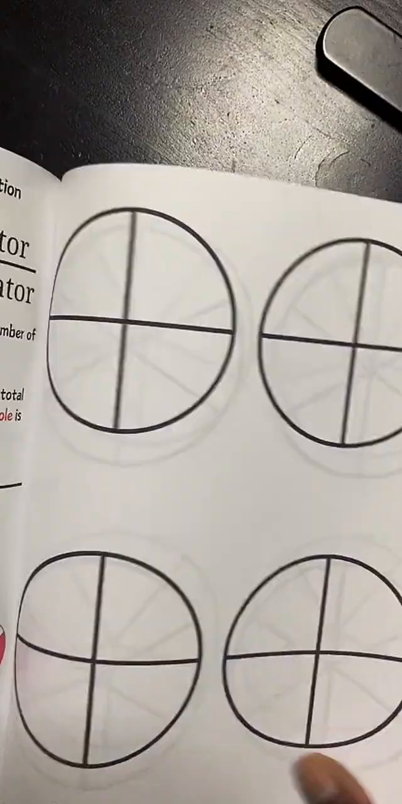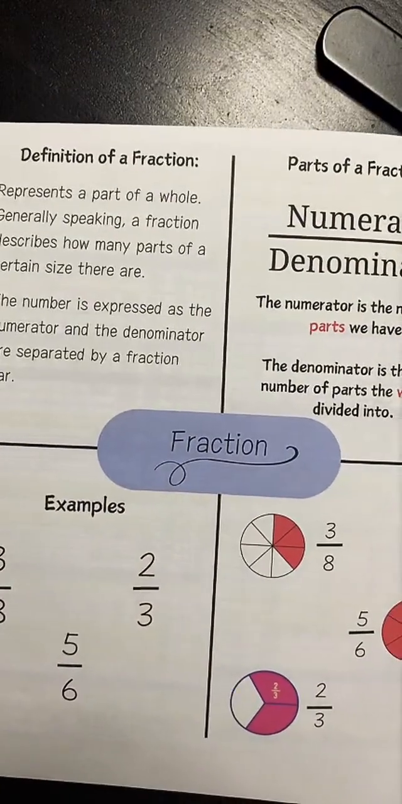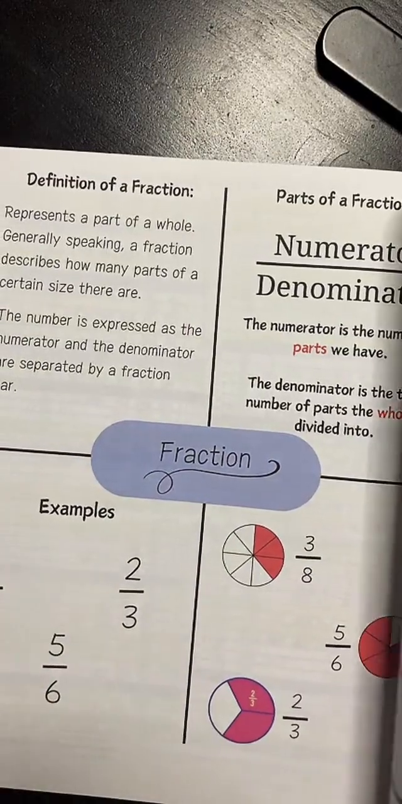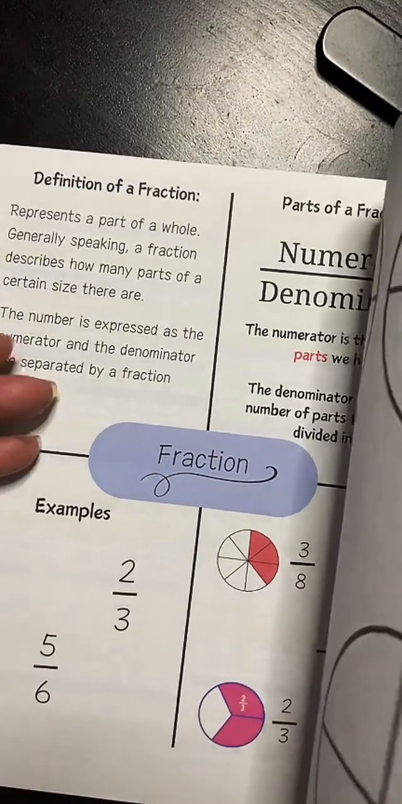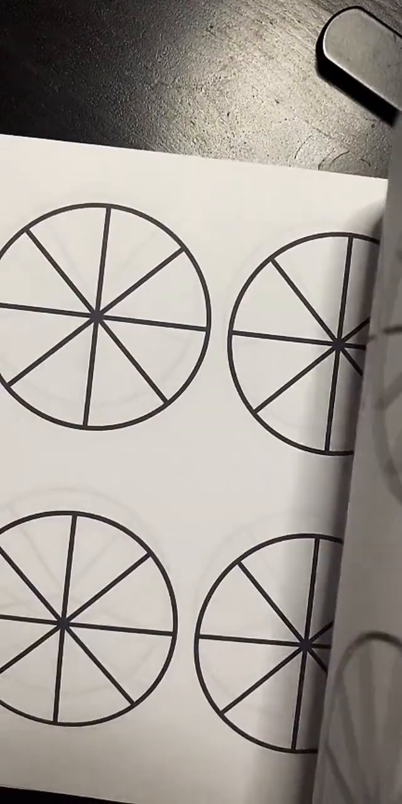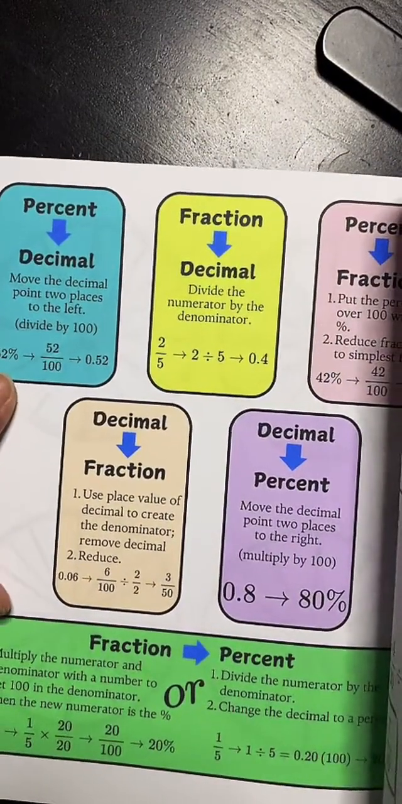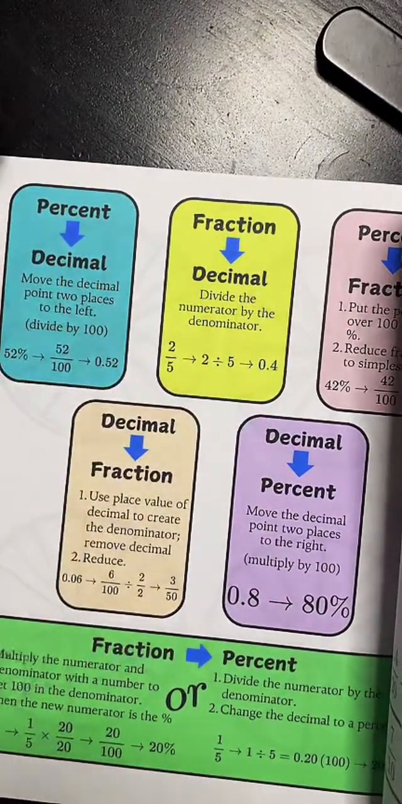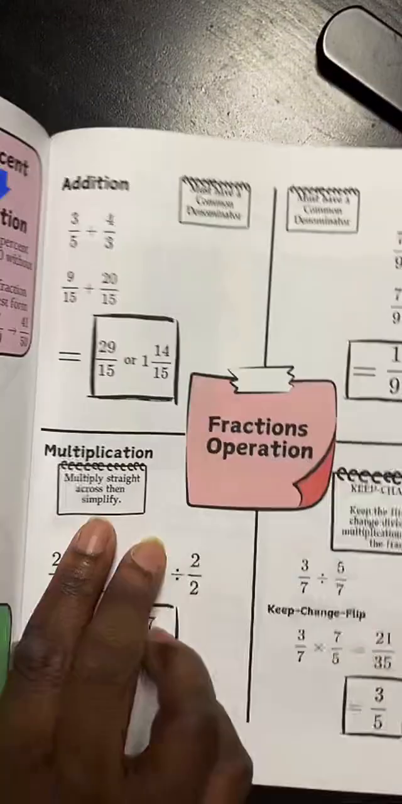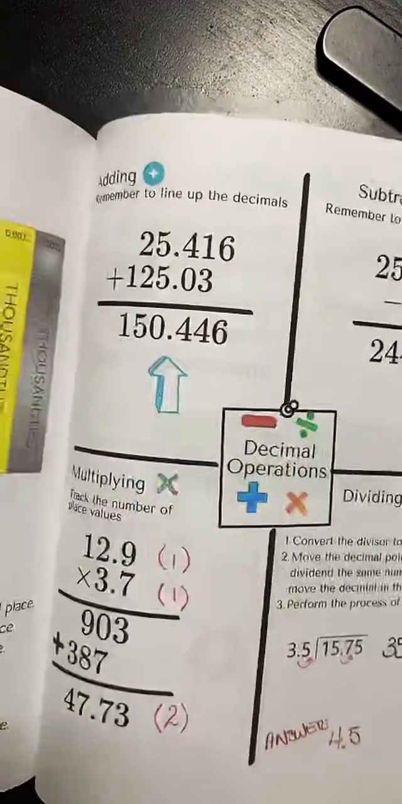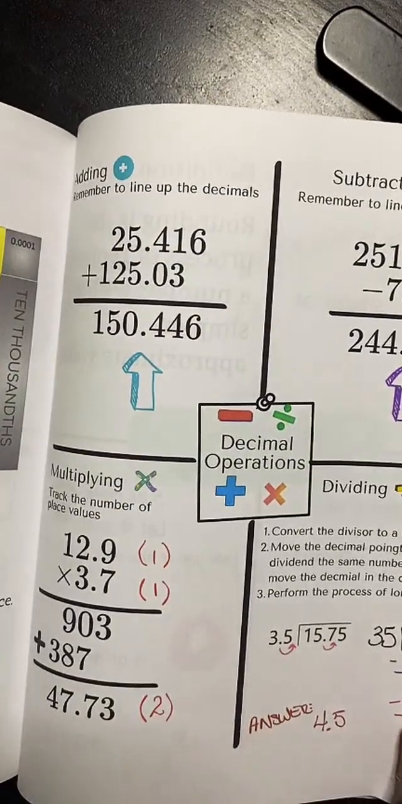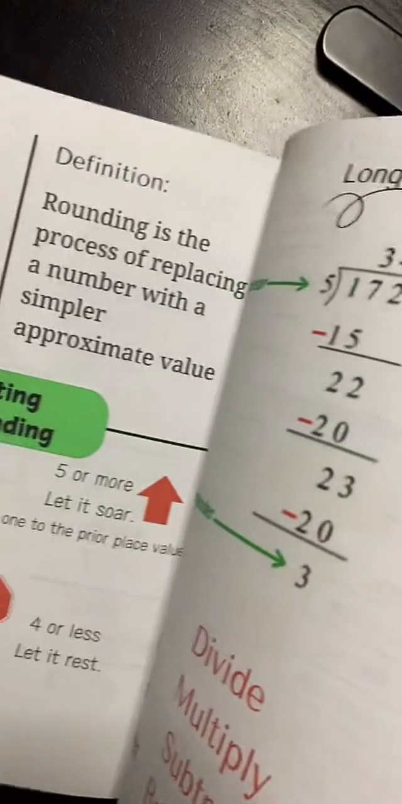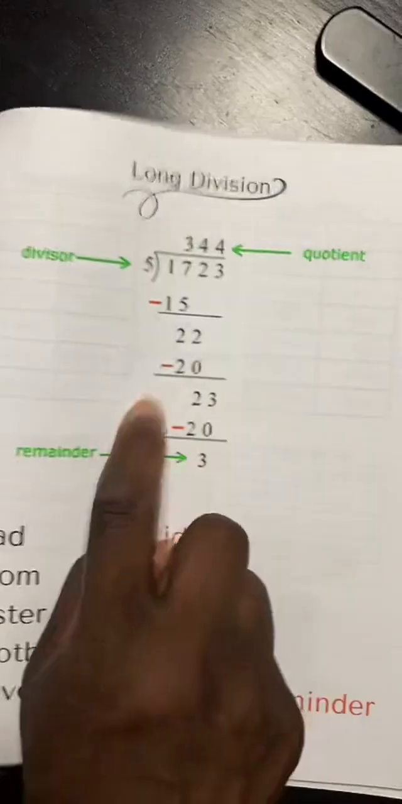But then we talk a little bit more about fractions. What is a denominator and numerator, definition of fractions, and some examples of fractions. Here are some samples of fractions that you can use for games for them. Then also going from percent to decimal, fraction to decimal, percent to fraction, all of those shenanigans, as well as the fraction operation. Then we have our decimal operation, place values, that helps out a lot, and long division.